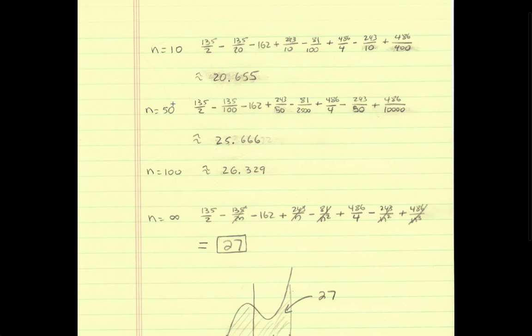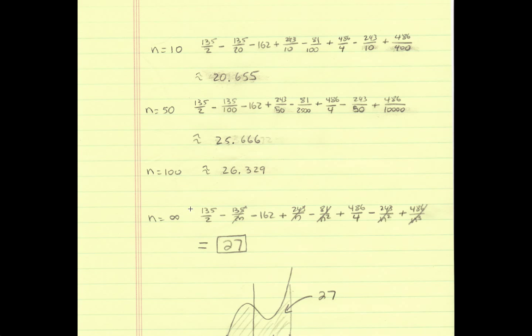If I do 50 rectangles, every time there's an n, notice how that changes, I put in 50. This would be my approximate area for 50 rectangles. If I had 100, I replace all the n's with 100, and there's my answer.